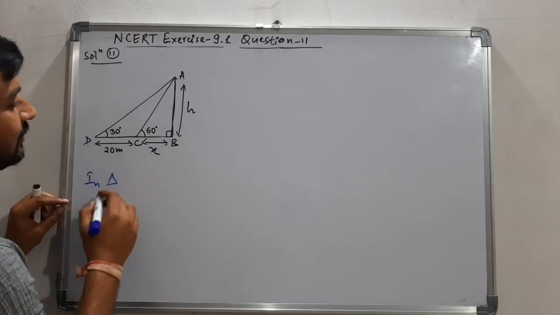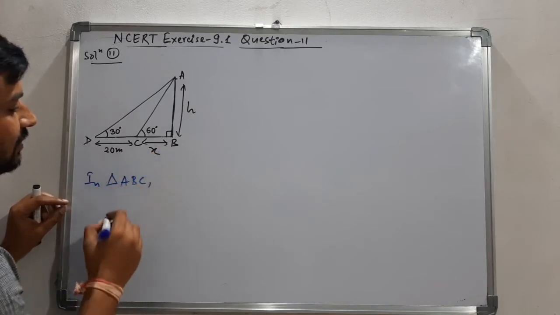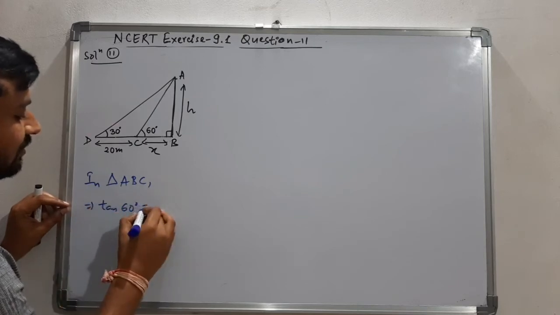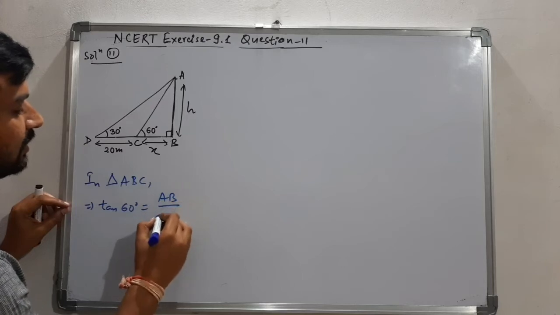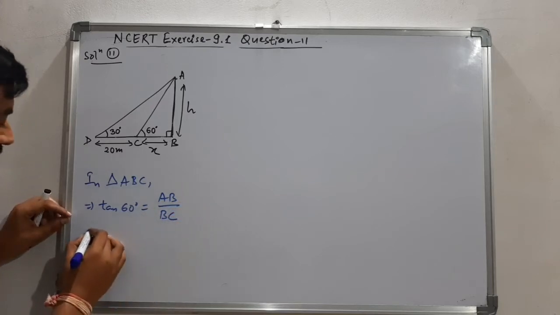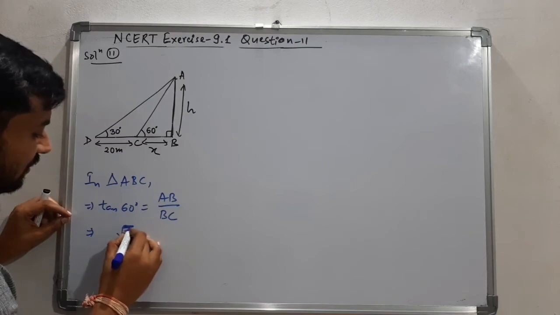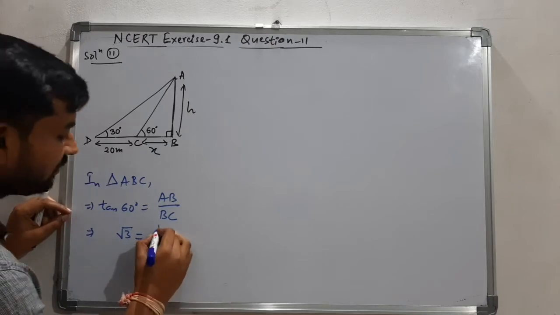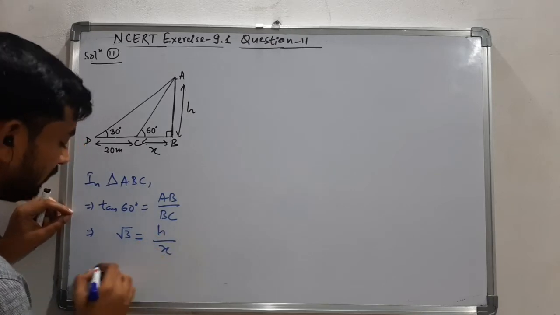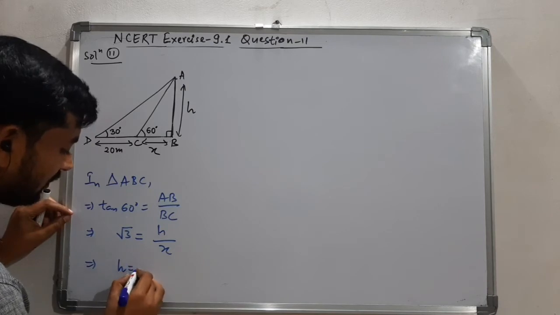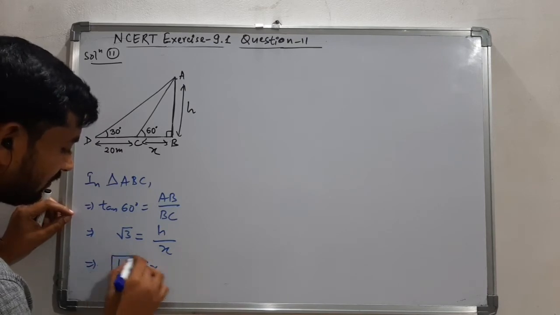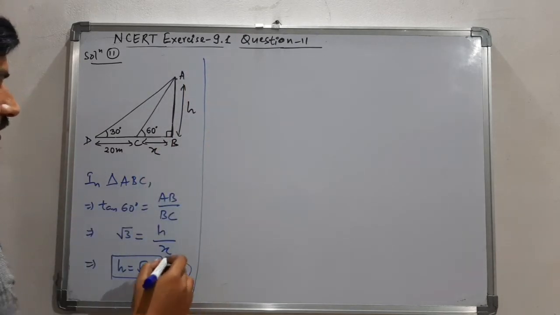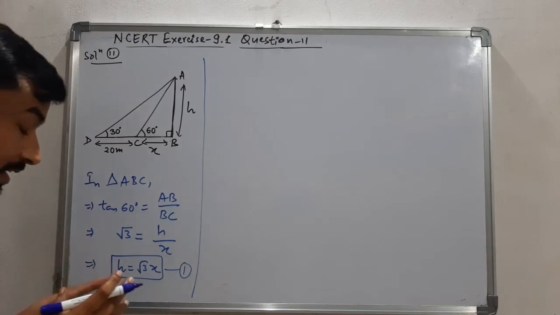So in triangle ABC, if we look here, the angle C is 60 degrees. So we are taking tan 60 is equal to, perpendicular is AB and the base is BC. So tan 60 is root 3. AB here is h and the base is x. So from here we are getting this value, h is equal to root 3x. And now let us assume this result as equation 1.